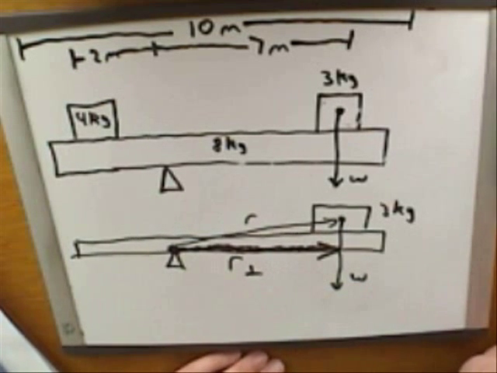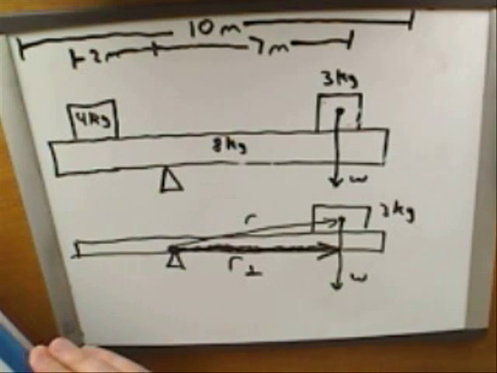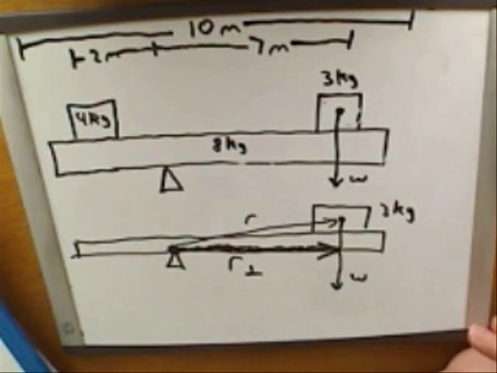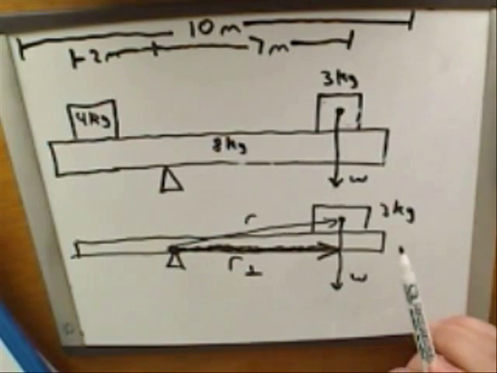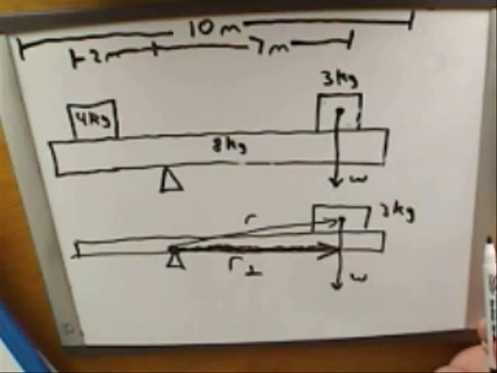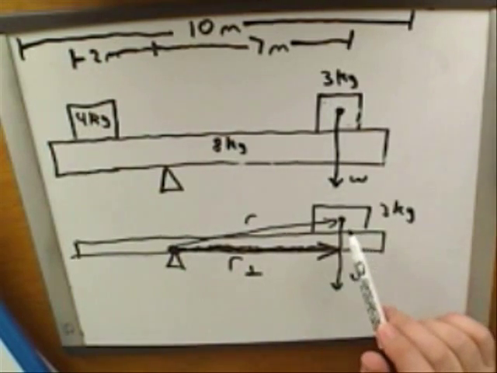Yeah. Okay, yes, so our line goes from the pivot and is perpendicular to the line of the force. That's r perpendicular. That's right. That's r perpendicular, and then r is going to be from the pivot to the point of application of the force. Right. And where's the force being applied here? Well, it's being applied at the center of mass of the object.